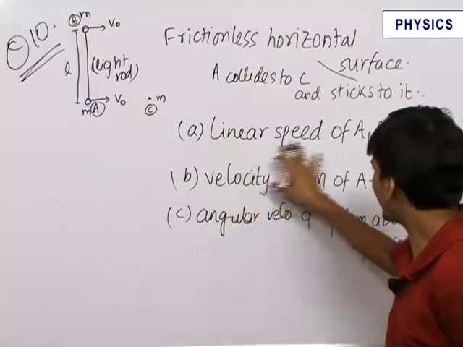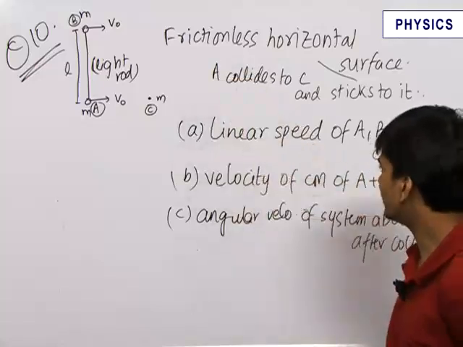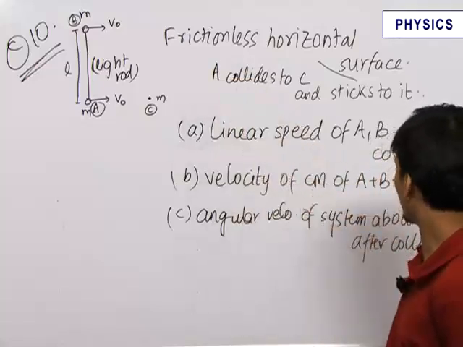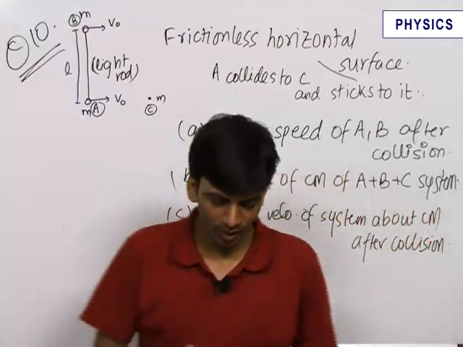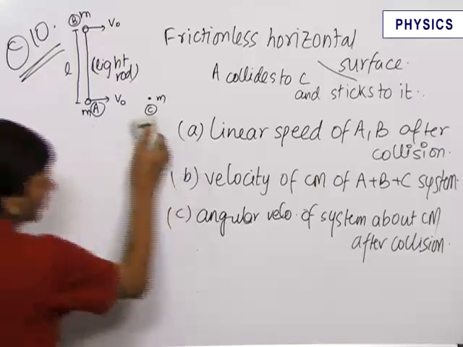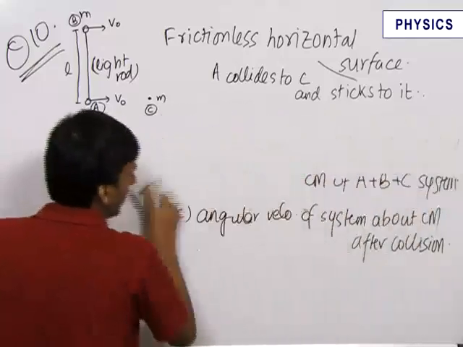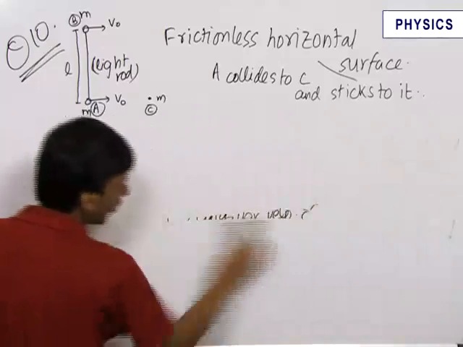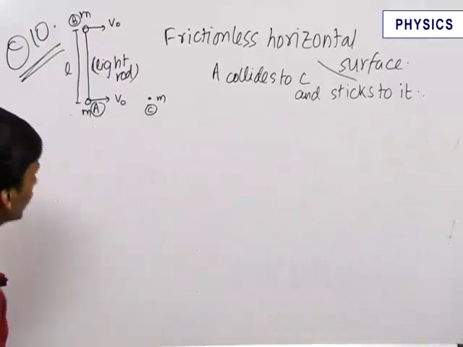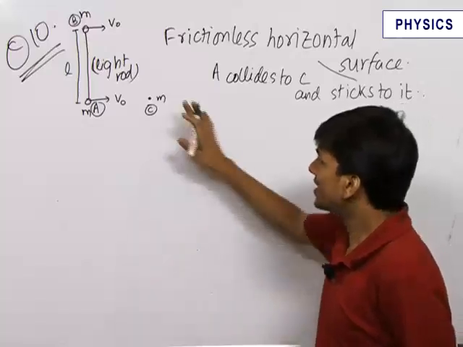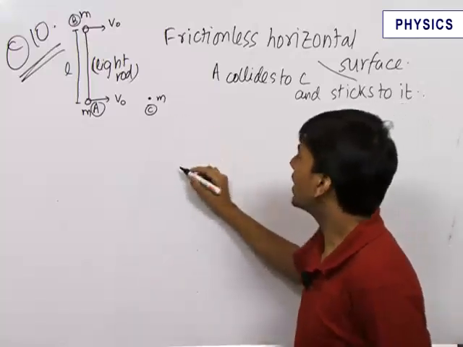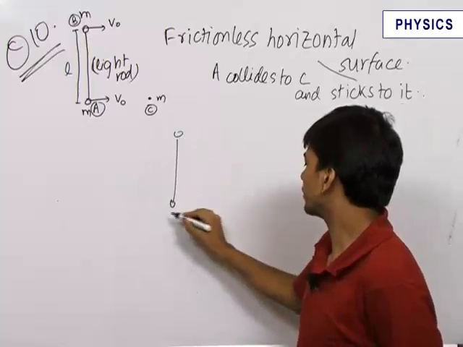Now we need to find out the linear speed of A and B after the collision, and we also need to find out the velocity of the center of mass of the A plus B plus C system and the angular velocity of the same. Now, this question can be solved by multiple methods. We have to choose the best and the easiest method. Now we realize that before and after the collision, let us draw the diagram.